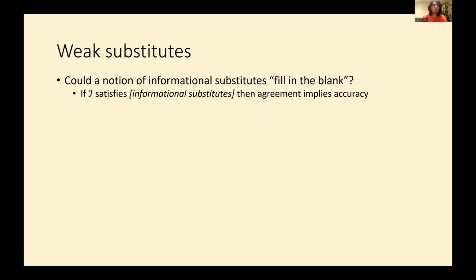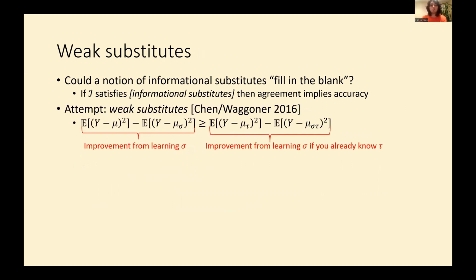So it's natural to wonder whether some notion of informational substitutes can be used to fill in the blank. And the first natural notion to try is weak substitutes, which was introduced by Yiling Chen and Bo Waggoner. Weak substitutes is about how much your estimate of y improves from learning sigma. In particular, weak substitutes says that the expected amount that your estimate improves from learning sigma is larger if you're starting from a state of ignorance than if you already know tau.